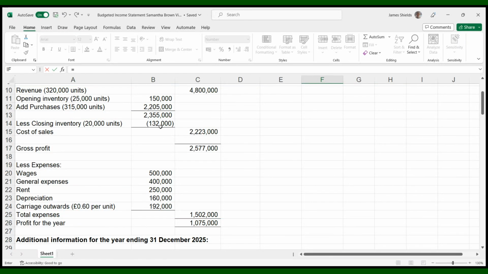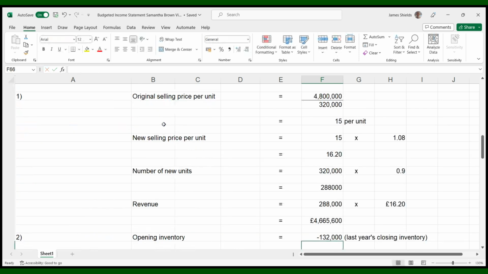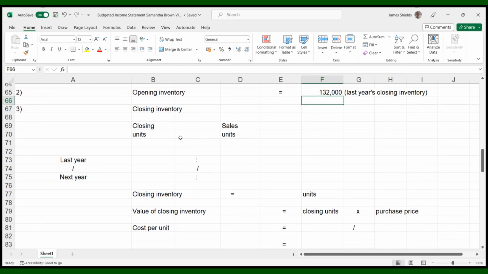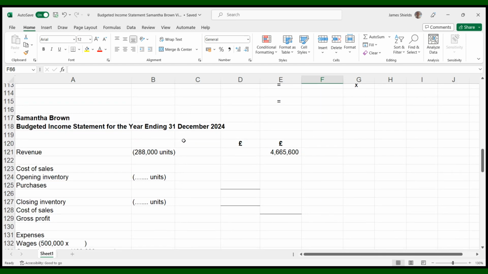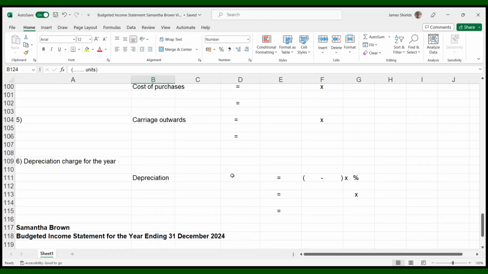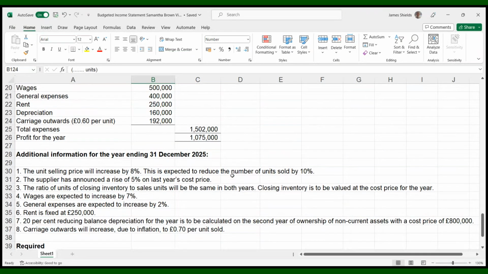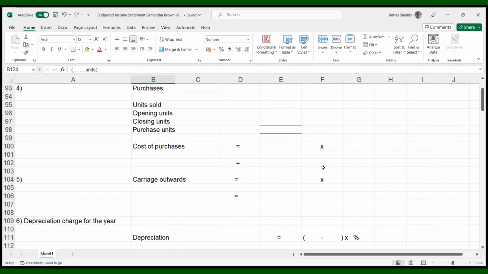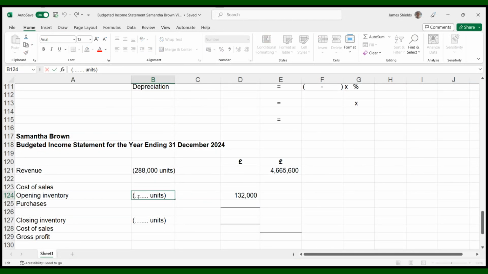And it was £132,000. So let me just change that. So it's going to be £132,000. That's last year's closing inventory, this year's opening inventory. So I'm going to put that down in my budgeted income statement, 132,000 for my opening inventory. And again, the number of units, so I'm looking at last year's closing units now, was 20,000 units. I'm going to use that in a little while, so that's why I'm putting it down now. So that's going to be 20,000 units.